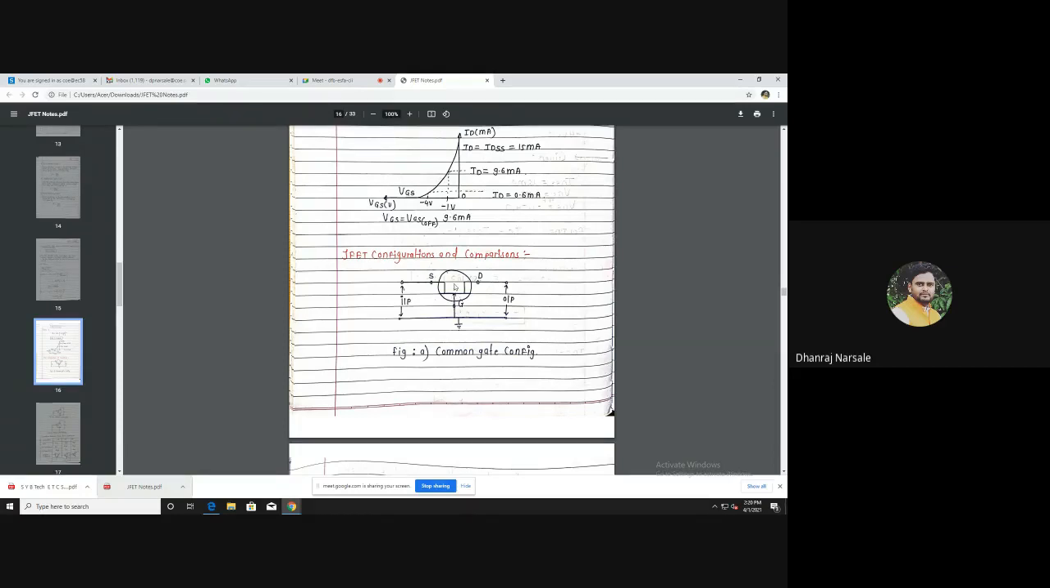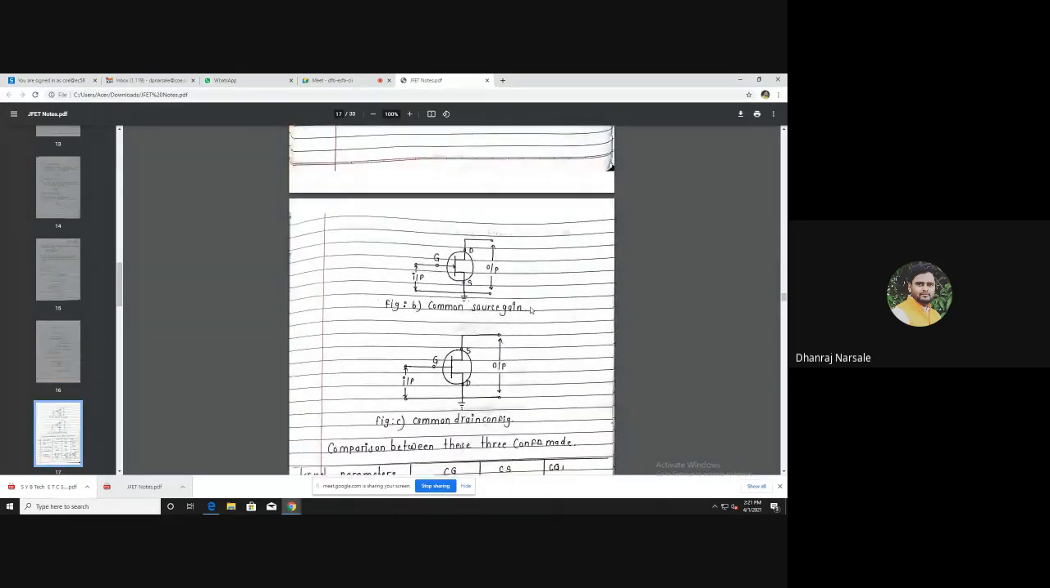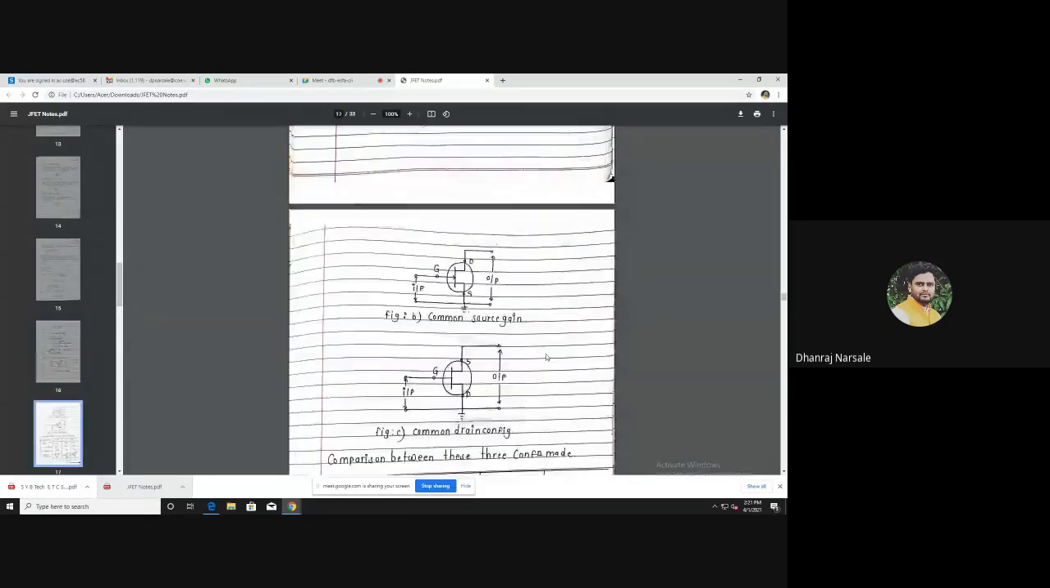As we see in a BJT, in common base configuration the base terminal is common between input and output. We apply the input between base and emitter, and measure the output between base and collector. In the same way here, in common gate configuration, gate is common between input and output. We apply input between source and gate, and measure output between drain and gate.